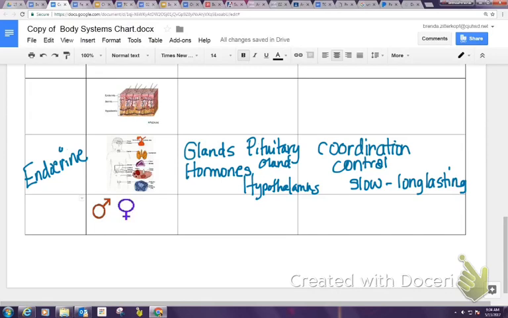All right, let's backtrack a teeny bit and just not forget the skin, the integumentary system. And this is going to be including the skin, the hair, and the nails.